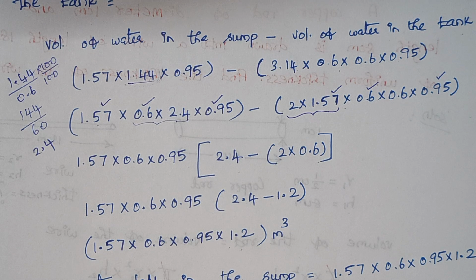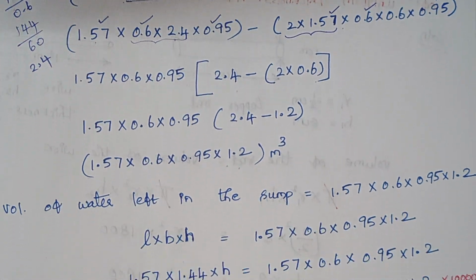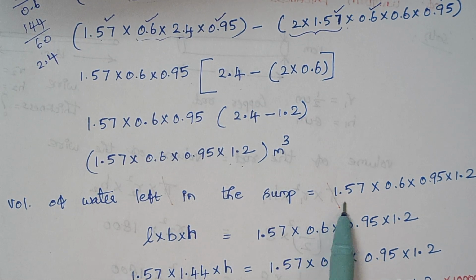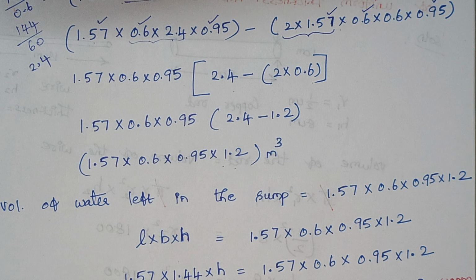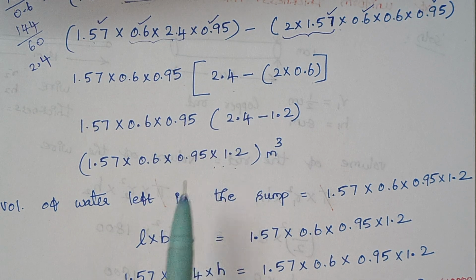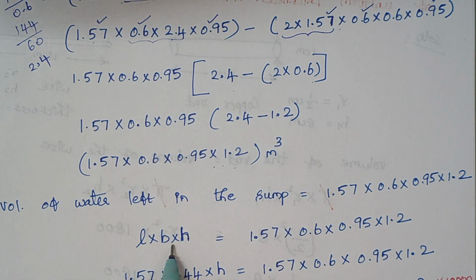Now we have to find the height. I want to find the height of the water level in the cuboid. So what is the formula for the volume of the cuboid? It is L into B into H, which is nothing but this value. Am I making it clear? This is the volume of the water which is left in the cuboid. This volume is given by the formula L into B into H.